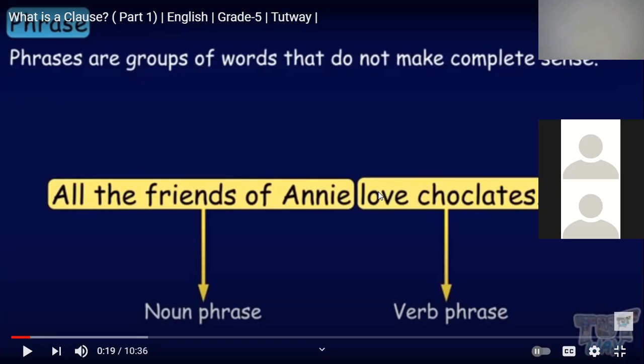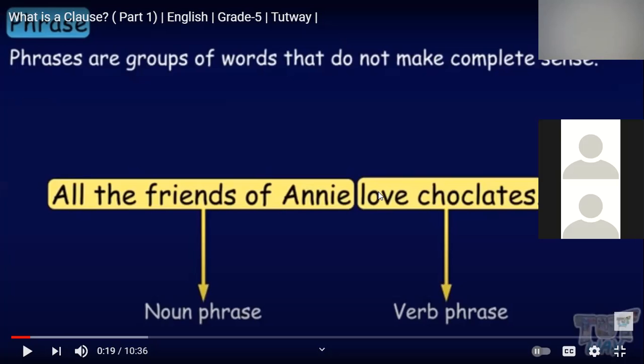Okay. Does the phrase make a complete sense? No. Thank you, Muhammad. Thank you very much. A phrase does not make complete sense. Complete sense means meaning. Love chocolates. Okay, but who loves chocolates? I don't know who loves chocolate. We don't know who loves chocolate.